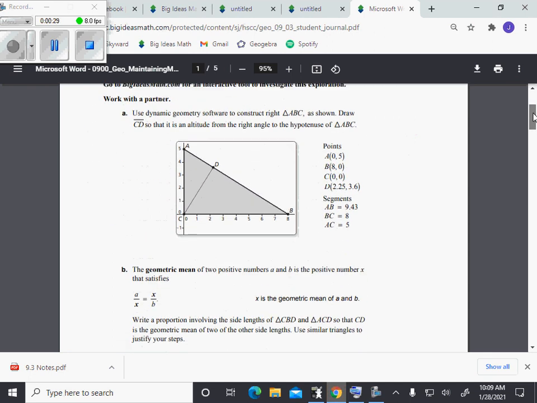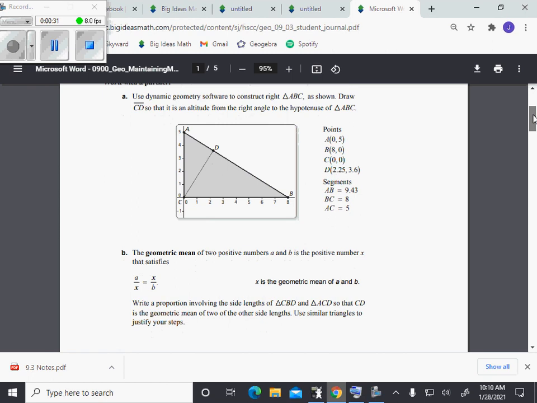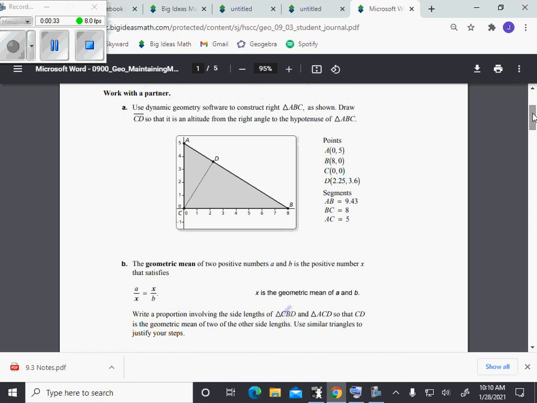In this first part, we're just going to use this figure, but I want you to focus on drawing CD so that it's an altitude from the right angle to the hypotenuse. What does an altitude mean? It means that on the hypotenuse, this forms a right angle. So we go from the right angle here, go up to the hypotenuse and form a right angle. That's called the altitude.